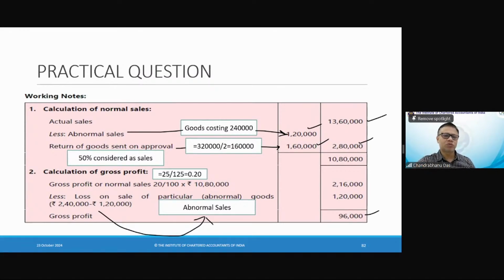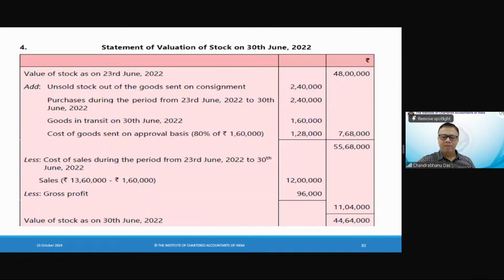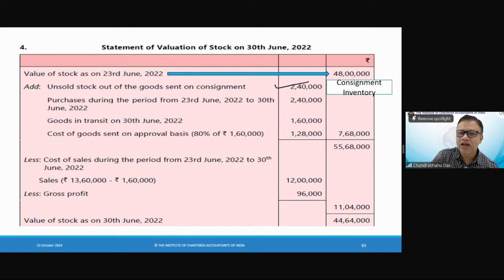Now, once I get the gross profit, then I start going for the inventory calculation. So value of stock is given as 48 lakhs. Now what happens is your stock of goods which is sent on consignment, the unsold stock, consignment inventory, comes to 2,40,000. You imagine that the customer will take it, but you got the information that the customer will not take it. So when the customer does not take it, you will record it in your inventory, and you have added it, even though it is with the consignment, to your inventory of 2,40,000.